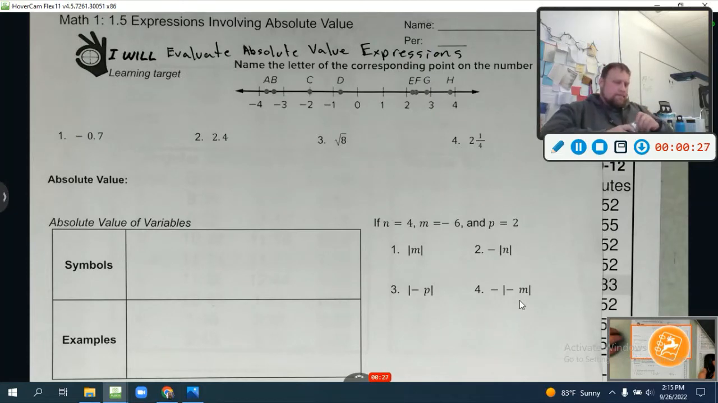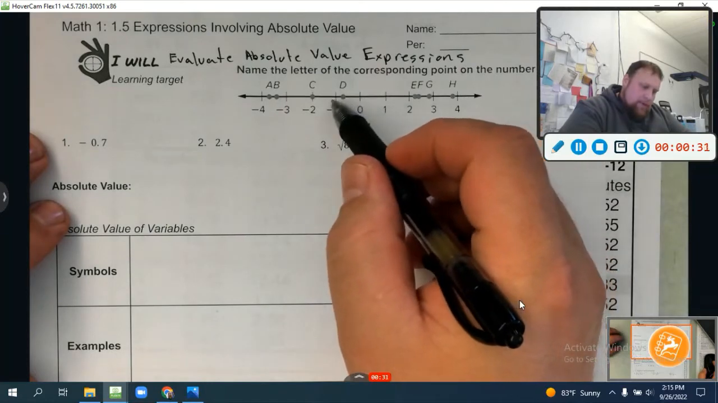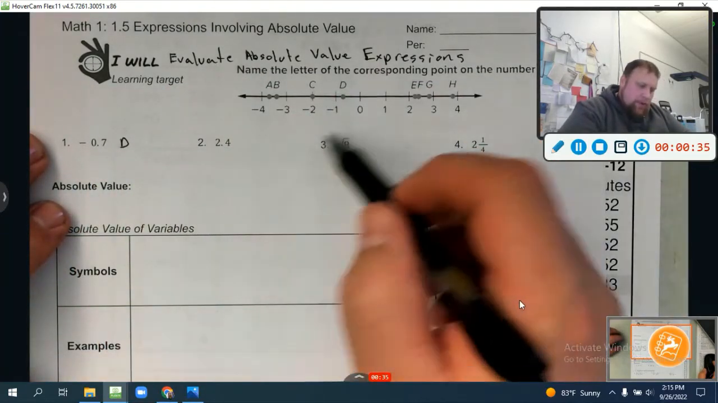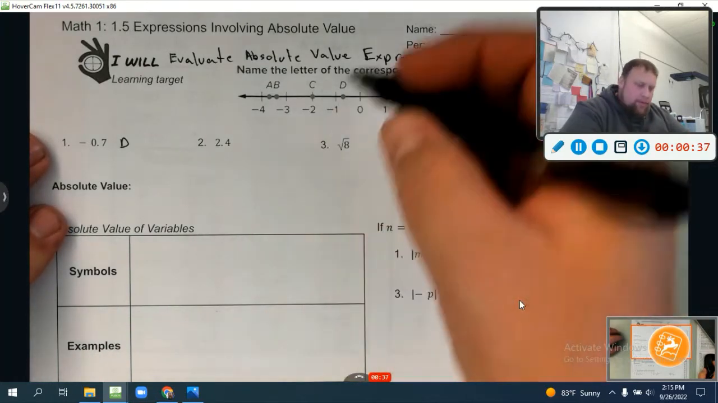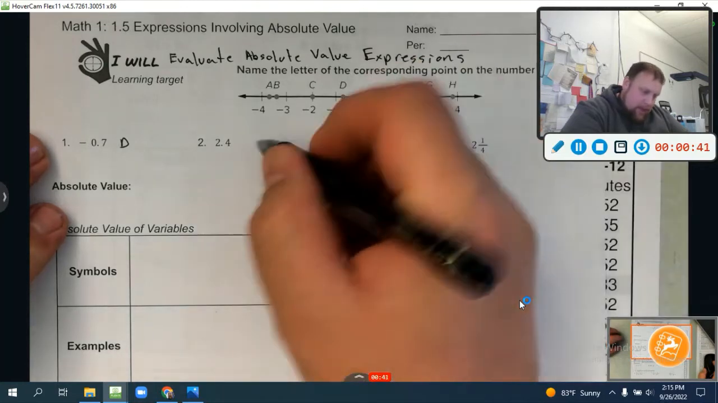Okay. I'm assuming you've done all this. So negative 0.7, see 0, between 0 and negative 1, that's D. 2.4, we'll see that's close to 2.5, which is halfway between 2 and 3. That's closest to F.